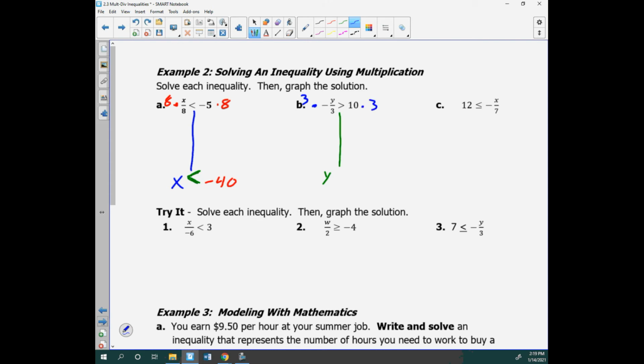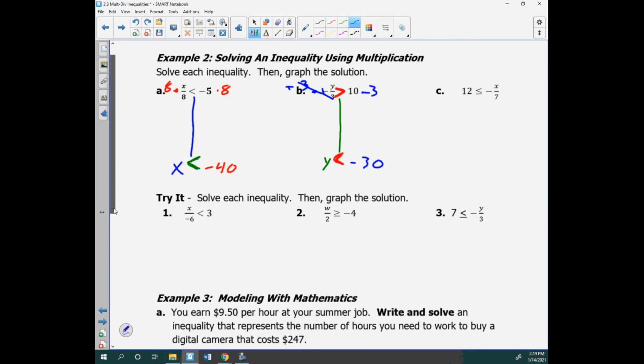And you might be shouting at me right now, Mr. Beak, we still have a negative there, right? Exactly. If I want to do it in one step, I'm not going to times just by 3. I'm going to times by negative 3 because that's going to wipe out that negative there. So when I do that, it becomes negative 30. But what is our new rule? When we multiply or divide by a negative number, that sign flips around the other way. Okay?